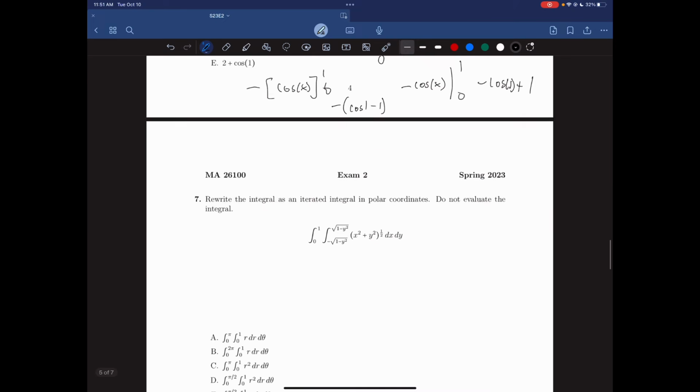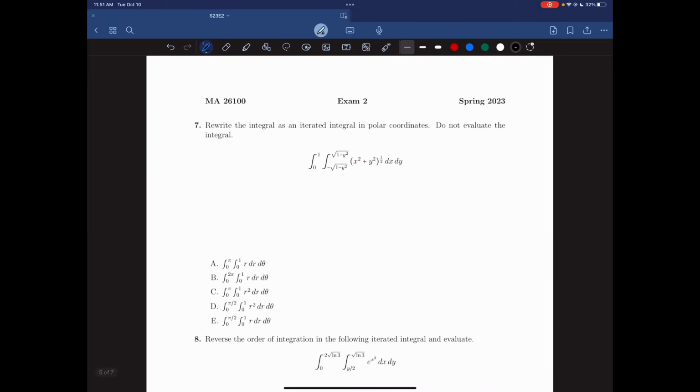Yeah, that should be our answer. Number 7, rewrite the integral as an iterated integral in polar. Do not evaluate. Nice. I did not want to evaluate this anyways. So we know that's going to be our dA, and in polar, dA equals r dr d theta. X squared plus y squared just equals r squared.